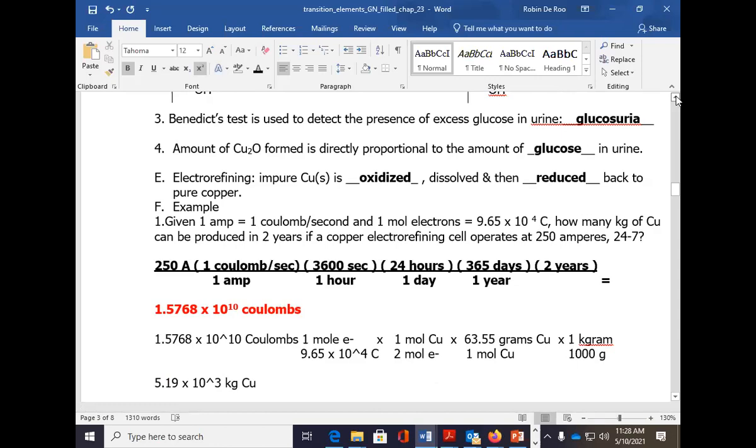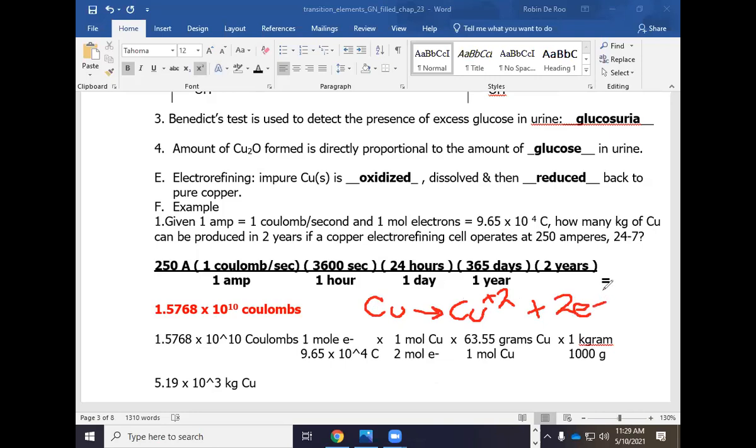Used was aluminum. Okay, and this one you would figure copper tends to go to copper plus 2 plus 2 electrons. So you would have to know that. But yeah, you're right. This is electrochem, but specifically for copper, because copper is a transition metal.